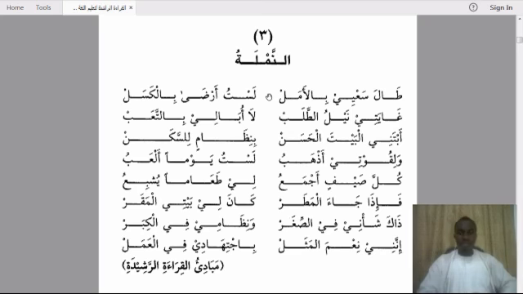Okay, so now let me just read through. Now this poem, let's read through roughly, and then we try to see how it's actually a song. It's made into a song. So we have النملة.